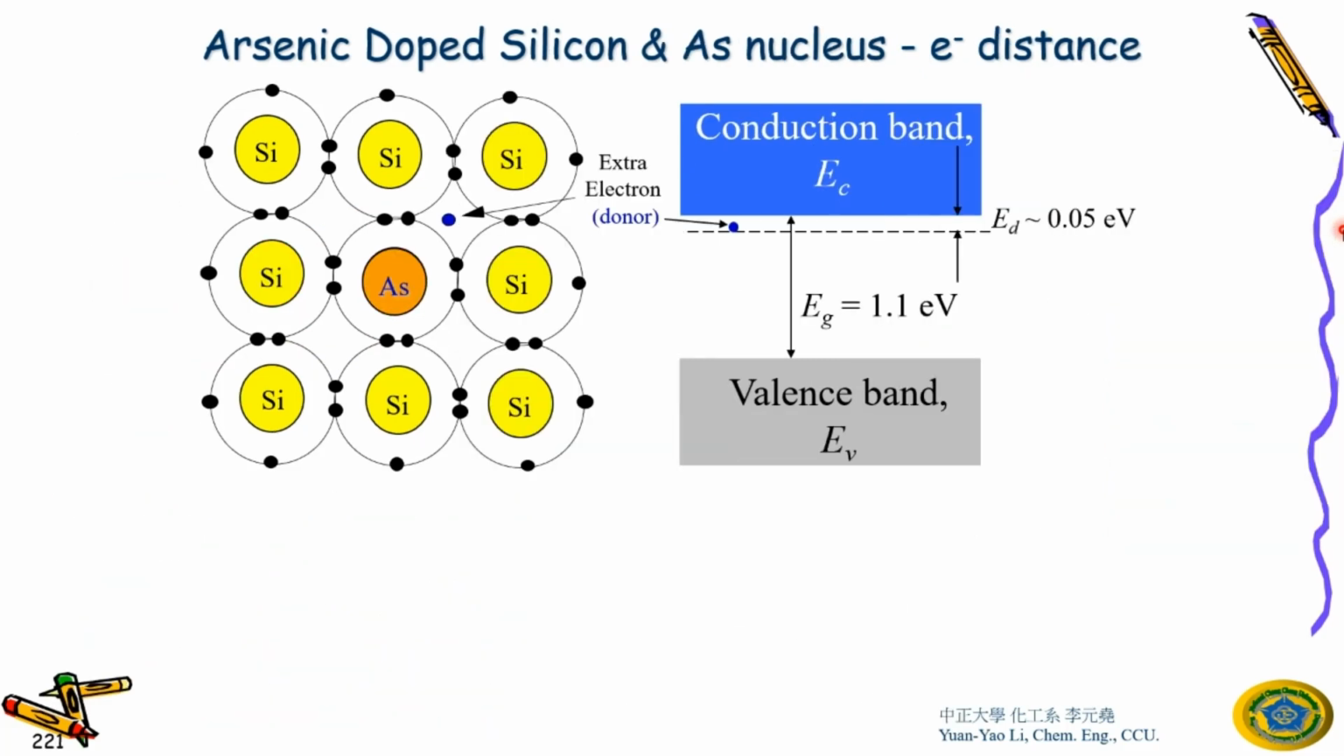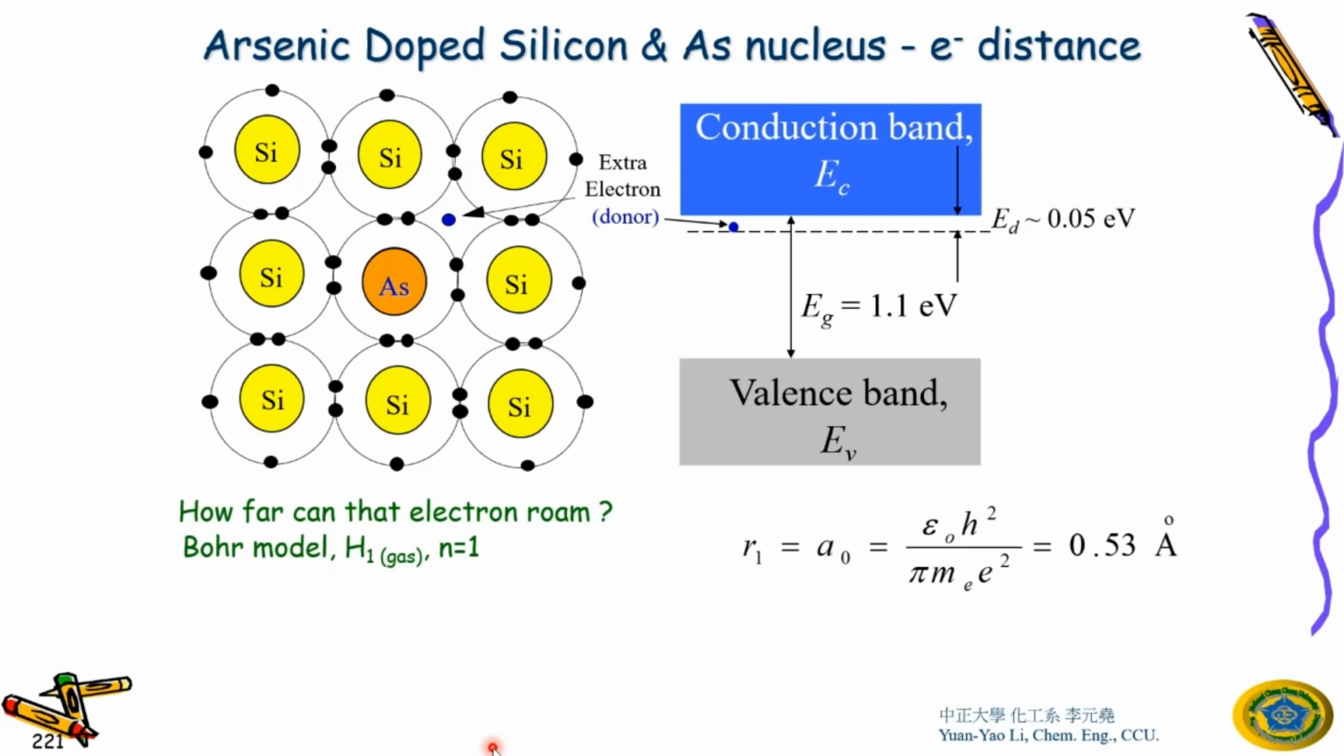Arsenic dopant in silicon as a nucleus, and the arsenic nucleus to the electron distance. So how far can this electron run? Again, let's use the easiest case, the Bohr atomic model. For hydrogen, you only have 1 electron. How far? The answer is 0.53 angstrom, right? I hope you still remember this number. This is important, 0.53 angstrom.